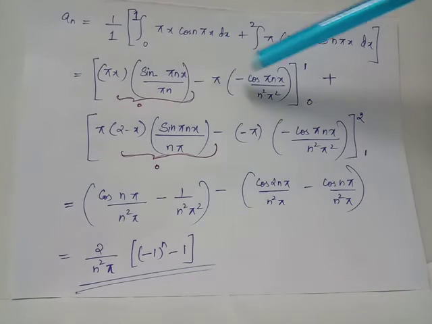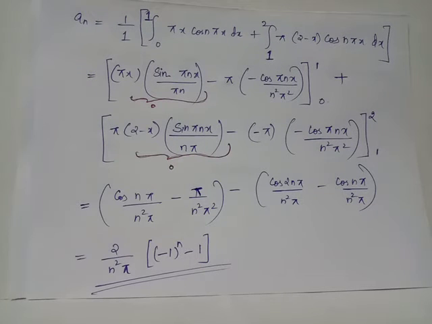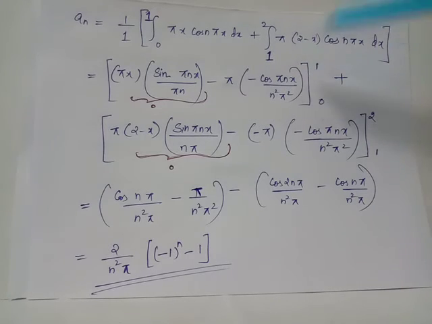Here we have minus into minus becomes plus, and when you give x equals 1, we will get cos n pi divided by n square pi square multiplied by pi in the numerator, which becomes cos n pi divided by n square pi. When you give x equals 0 here, it becomes cos 0 divided by n square pi square. Along with pi appearing in the numerator, we have cos 0 equals 1 and pi by pi square becomes 1 by pi. Thus, when you give x equals 0, this term becomes minus 1 by n square pi.